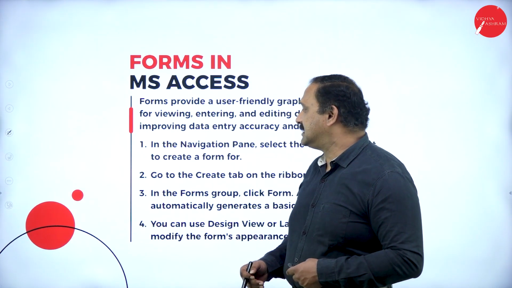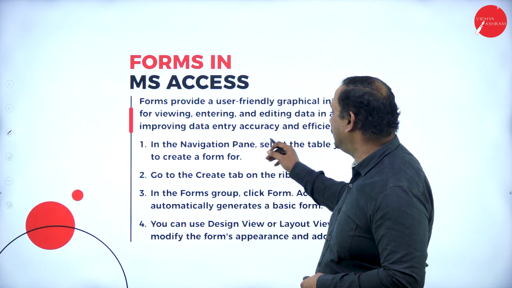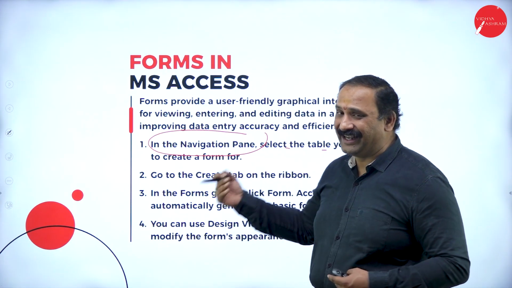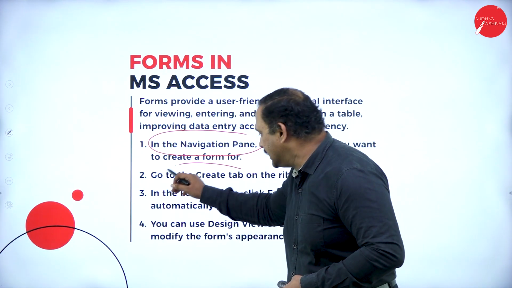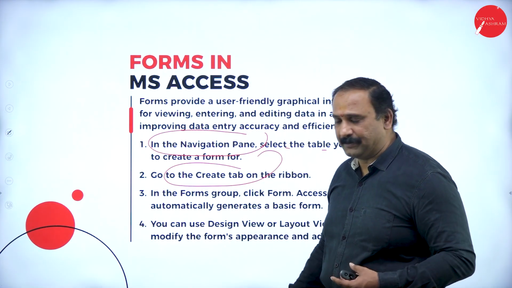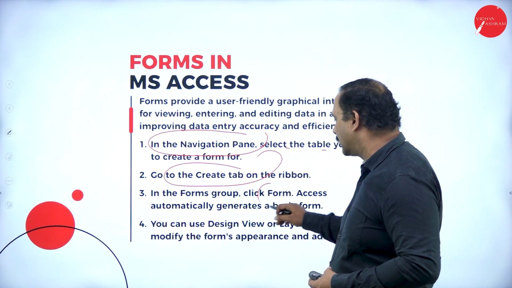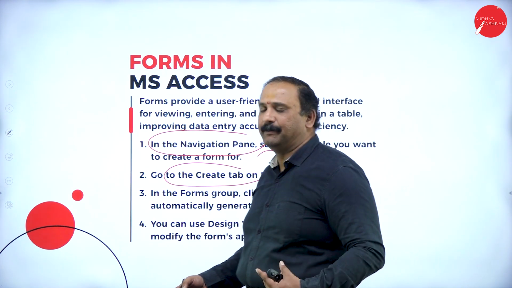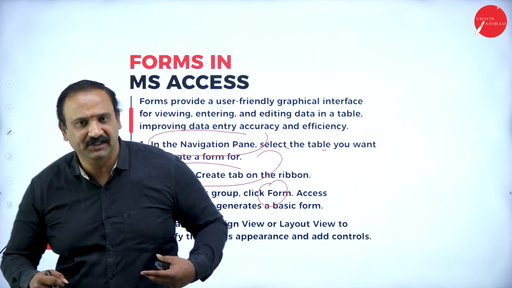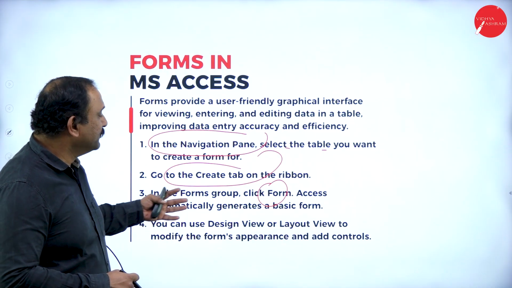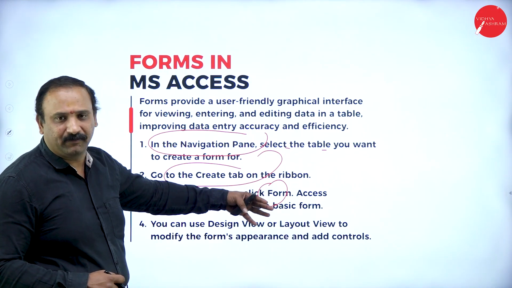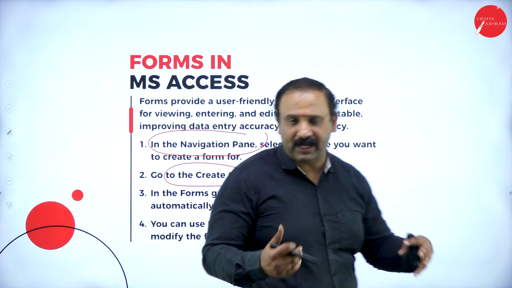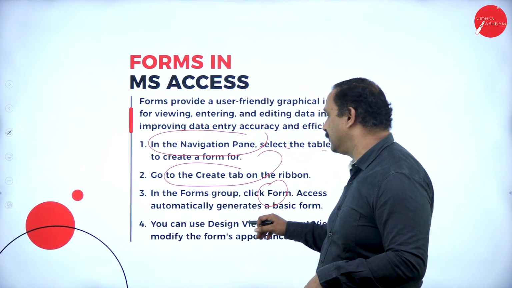Now the forms in MS Access. The first one will be in the navigation pane. As you know, select the table that you want to create a form for. Then go to the Create tab on the ribbon, and in the Forms group, click on Form. Access automatically will generate a very basic form, so you will be able to understand how that form works. You can use the design view or the layout view to modify the form's appearance, controls and other factors, which is very important for us.